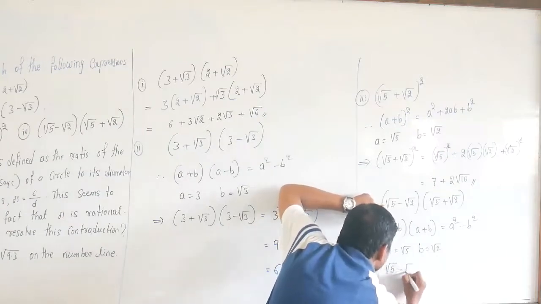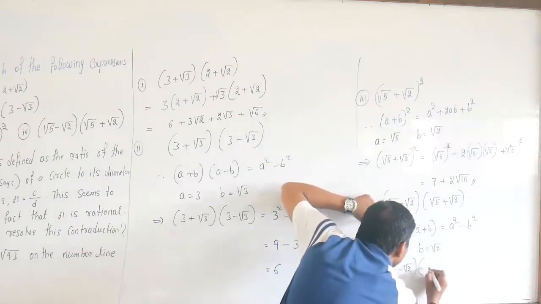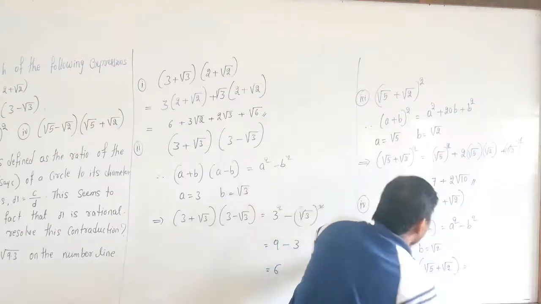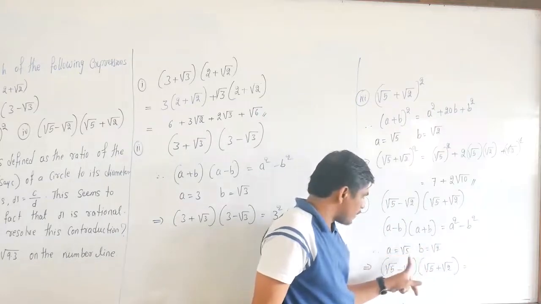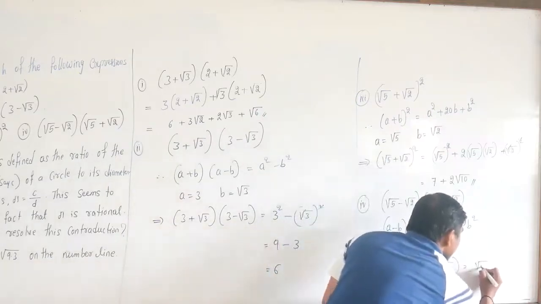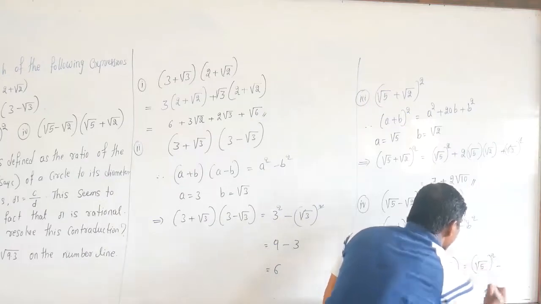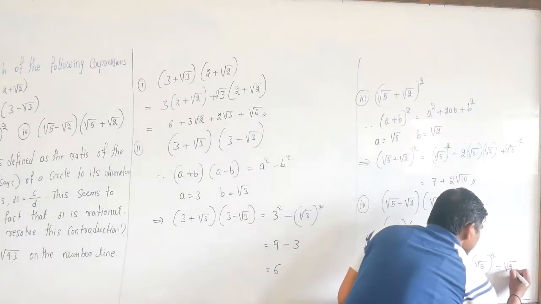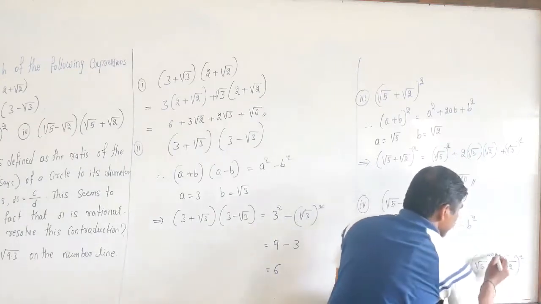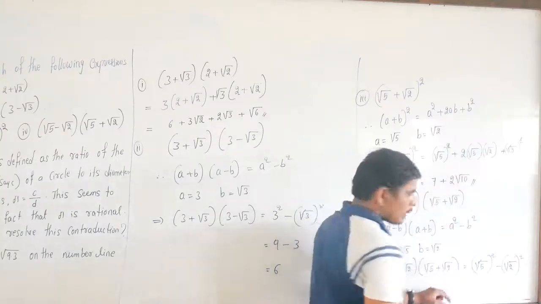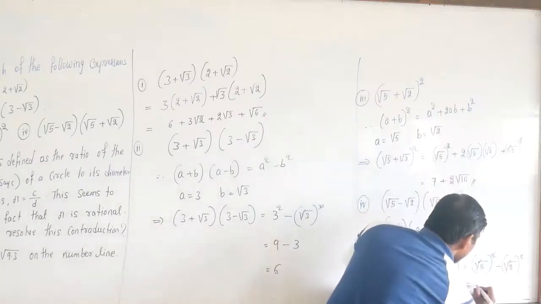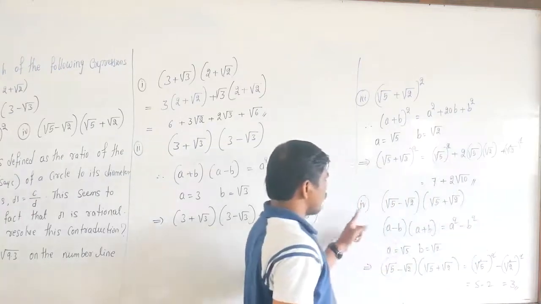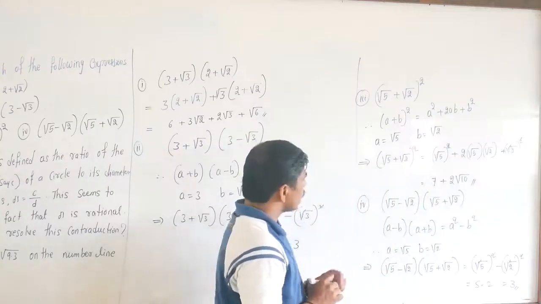Root 5 minus root 2 into root 5 plus root 2 is equal to a square minus b square. A means root 5, so here you take root 5 whole square minus b square. The b value is root 2, so root 2 square. Now you simplify: square and root get cancelled. 5 minus 2 is equal to 3. 3 is the solution of the fourth question.